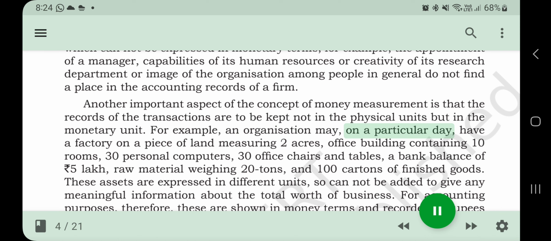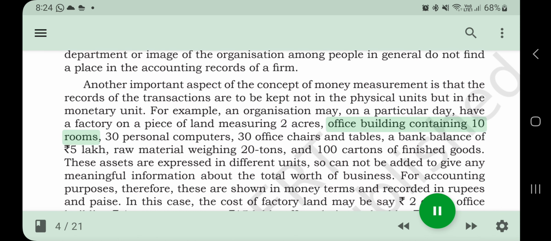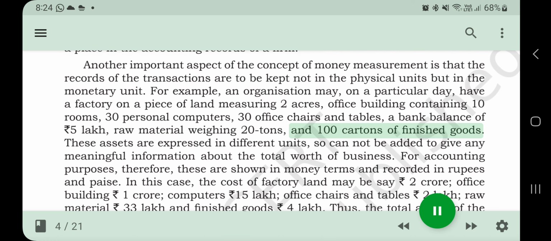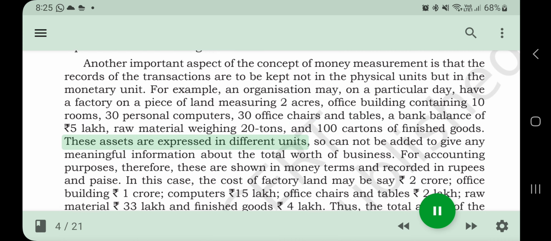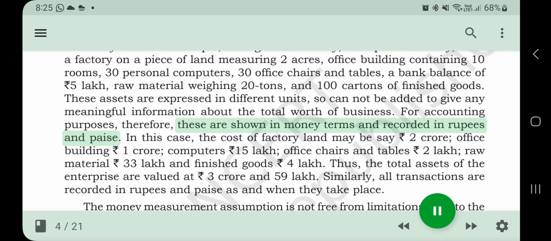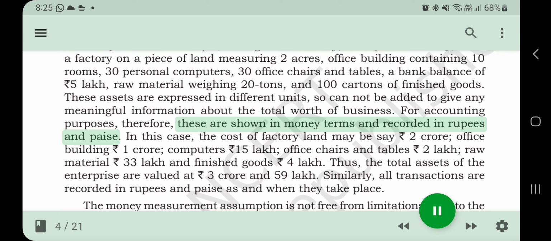For example, an organization may, on a particular day, have a factory on a piece of land measuring 2 acres, office building containing 10 rooms, 30 personal computers, 30 office chairs and tables, a bank balance of 5 lakh, raw material weighing 20 tons, and 100 cartons of finished goods. These assets are expressed in different units, so cannot be added to give any meaningful information about the total worth of business. For accounting purposes, therefore, these are shown in money terms and recorded in rupees and paise.